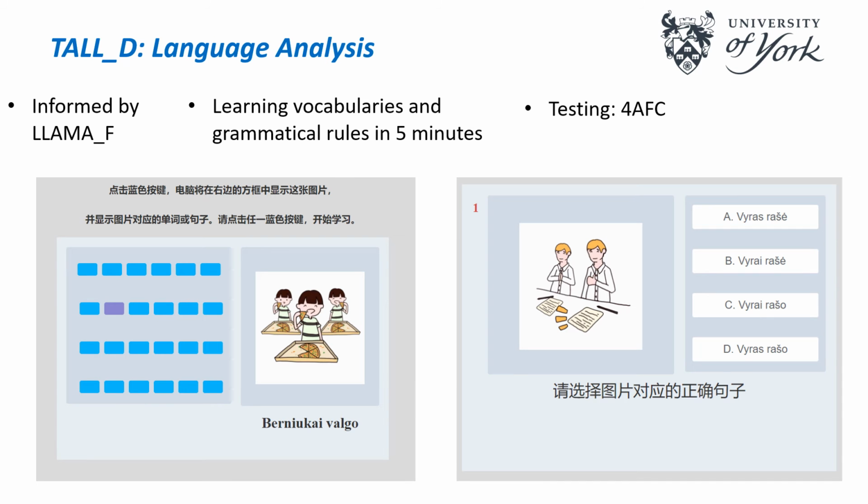Tor D is a language analysis ability test. Participants had 5 minutes to explore 24 pictures to learn grammatical rules, which are singular and plural forms of noun, verb present and past tenses, and verb negation. In the test, they were asked to choose the correct answer to match the given picture.